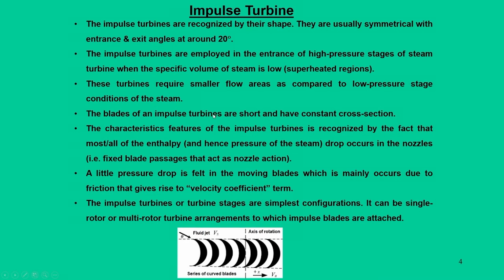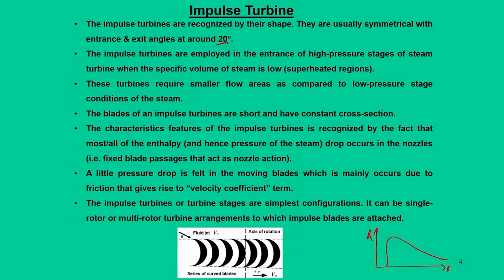Now, just to give some insight into the impulse turbine in realistic versions, they are recognized by their shapes, that means looking at the shape of these blades, we can say it works in the impulse mode, and they basically have symmetrical entrance and exit angles, which is 20 degrees. Normally these impulse turbines are employed at the entrance of a high pressure steam turbine when the specific volume of the steam is low, or mainly in the superheated region. So, if you recall our Mollier diagram, that is the HS diagram.